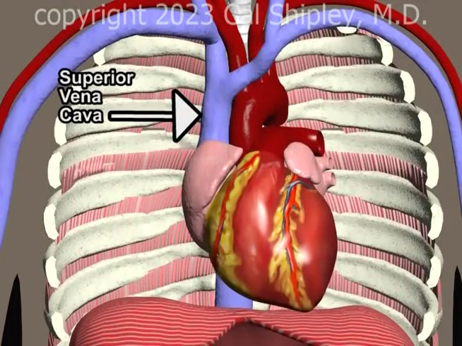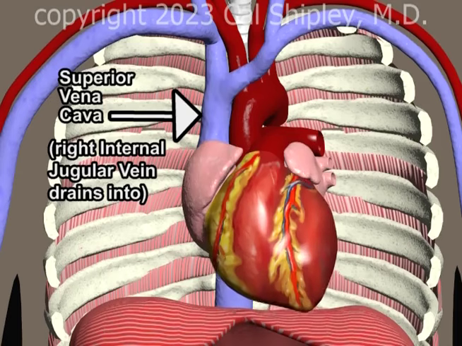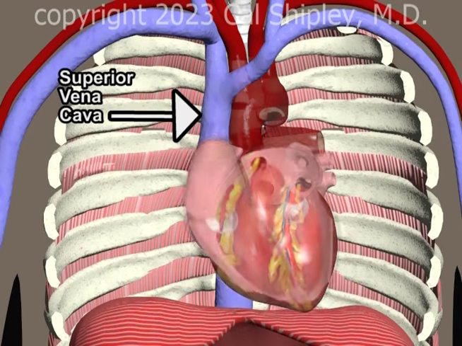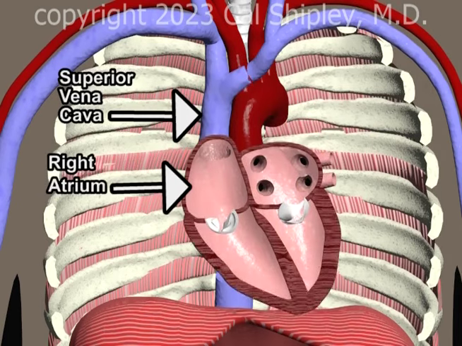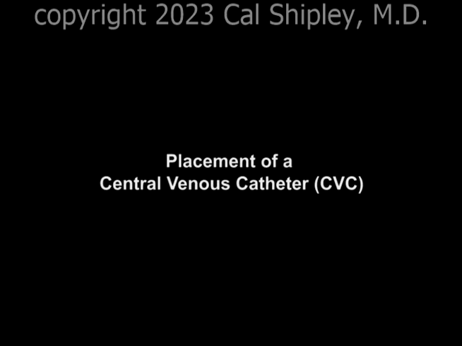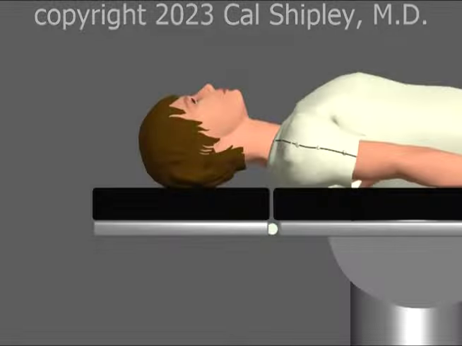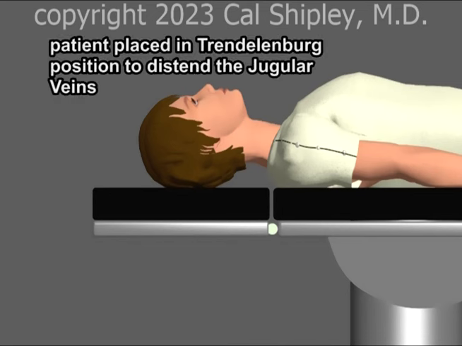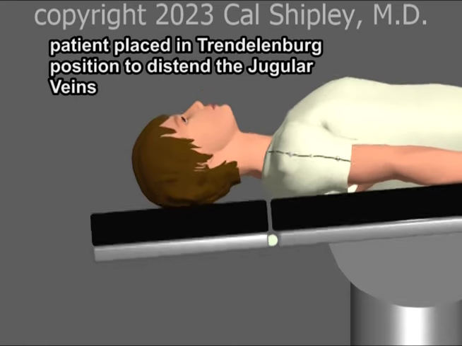The right internal jugular vein carries deoxygenated blood into the superior vena cava. From the superior vena cava, blood then flows into the right atrium of the heart. Let's turn now to the placement technique for a central venous catheter. The patient is placed in a Trendelenburg position in order to distend the internal jugular veins.